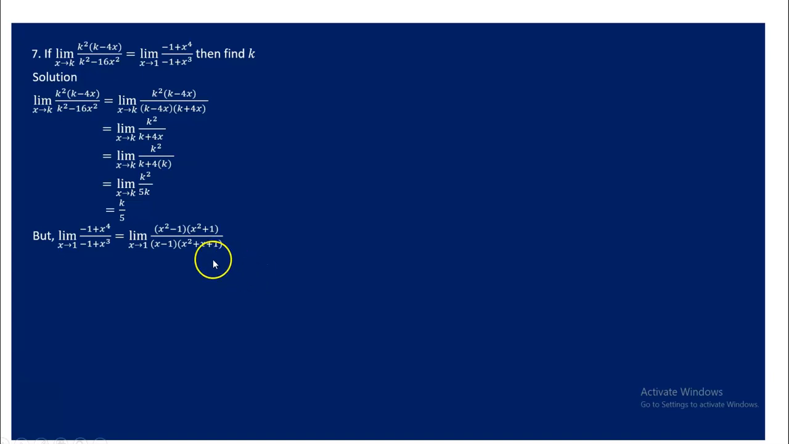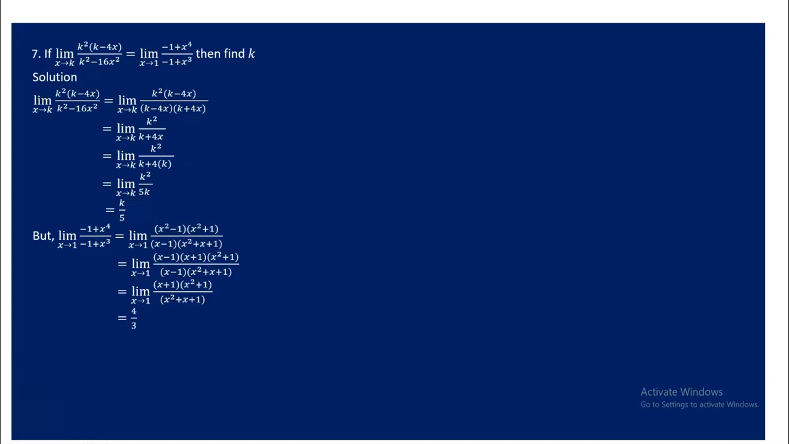Now we need to further factor x squared minus 1. We know that x squared minus 1 is factored as (x minus 1)(x plus 1). So everything comes as it is. But now we can cancel the expression that hinders us from substituting. So x minus 1 can be cancelled by x minus 1. You are left with (x plus 1)(x squared plus 1) over (x squared plus x plus 1). Now, am I able to use substitution? Can I put 1 in place of x? Yes, I can. When you put 1 there, you will get 4 over 3.